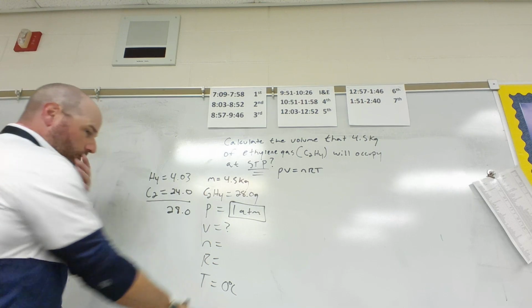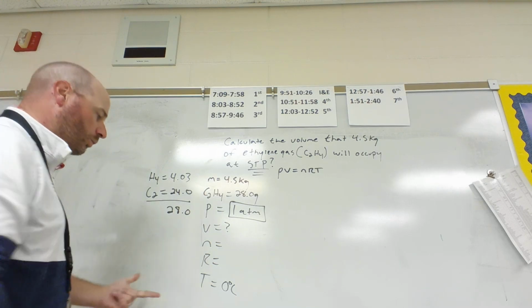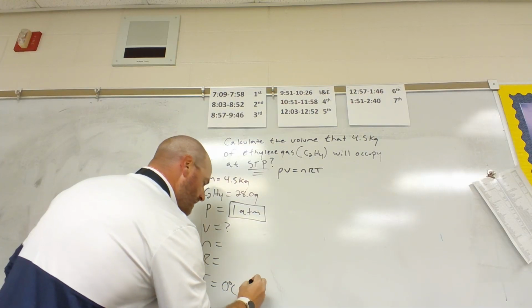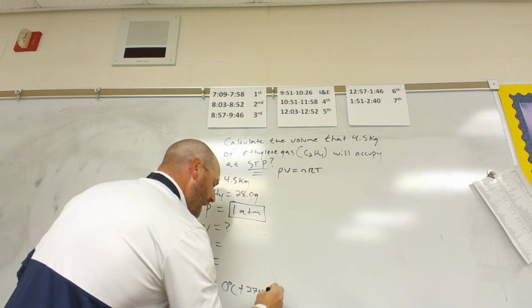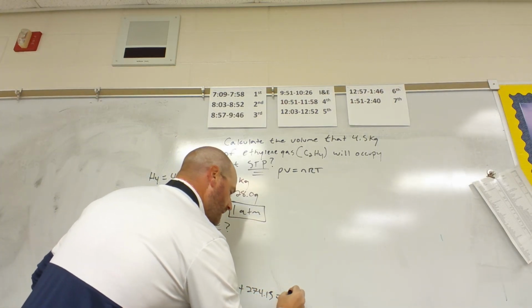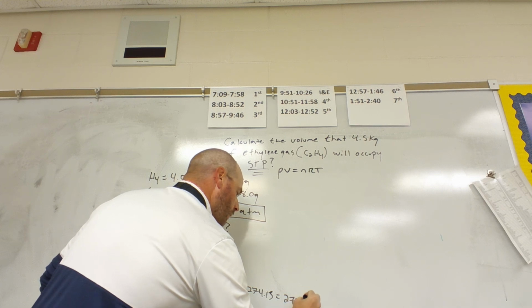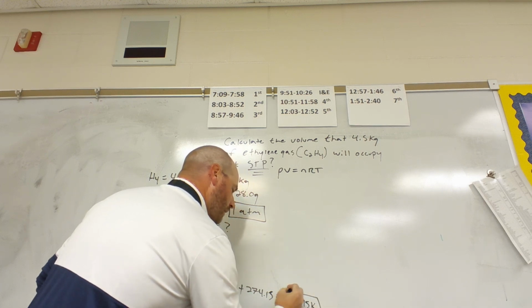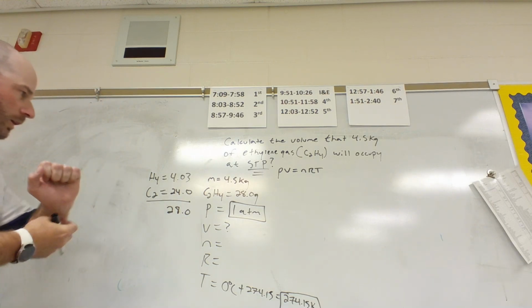The temperature is not ready, because we need to get that over to Kelvin. Going from Celsius to Kelvin, we just add 274.15. And when we do that, of course, that gives us 274.15 Kelvin. We'll go ahead and box that in. That's ready to roll.